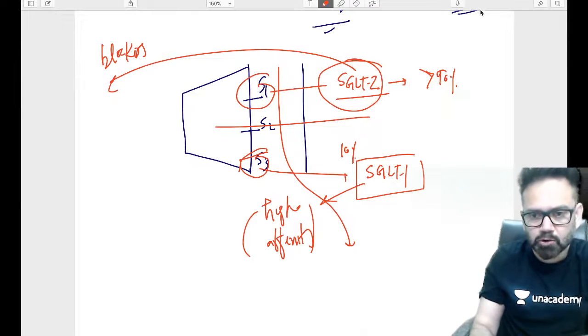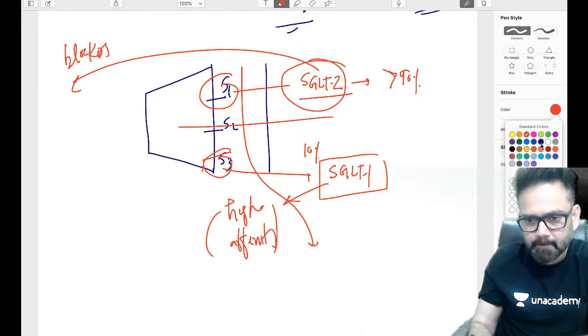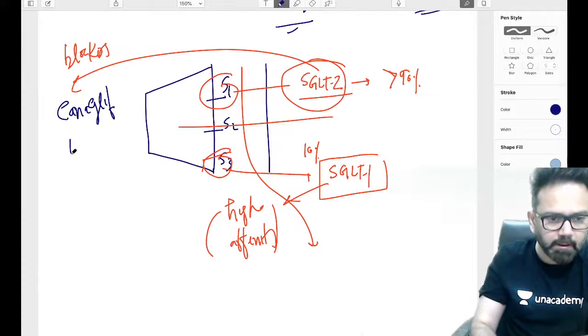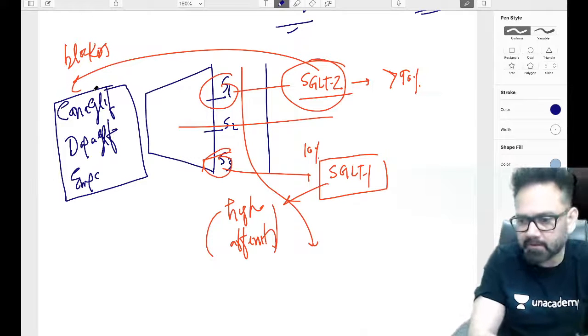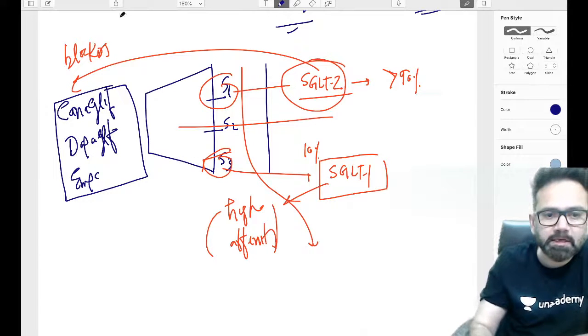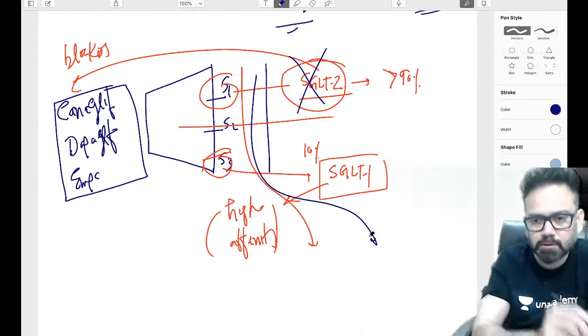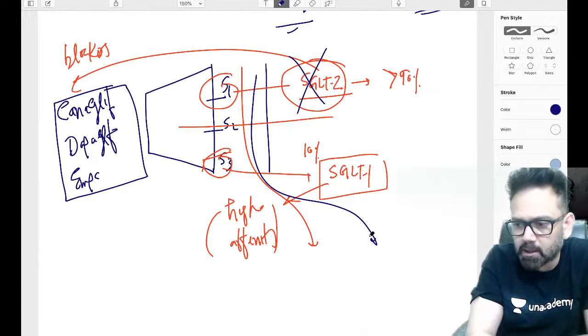So you might be knowing about those SGLT2 blockers, like canagliflozin, dapagliflozin, okay, empagliflozin. These are very well known, FDA approved drugs, which are used in type 2 diabetes, so that if you block SGLT2, maximum glucose will go out, and this will decrease your blood glucose value.